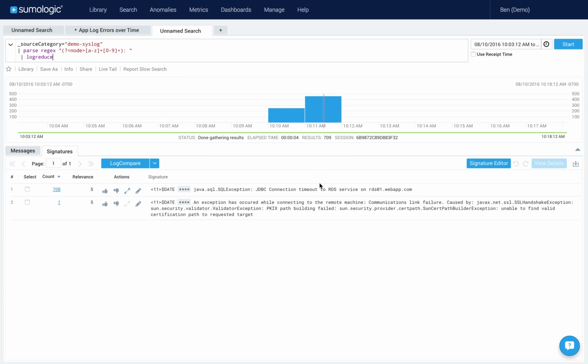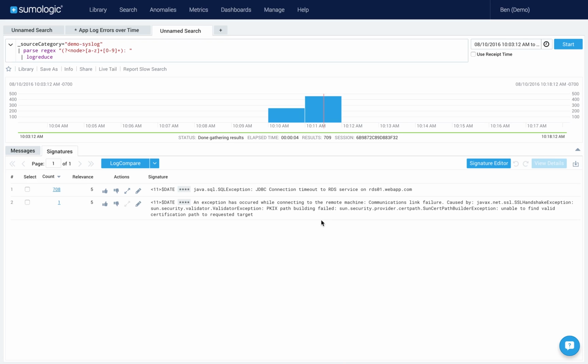So here I can see that there's basically two patterns. There's one where there's a JDBC timeout to an RDS database. And then there's this one particular error that said there was a communications link failure because it can't find a certificate anymore. And this is causing a timeout to my database, which is then causing the latency, which is then causing CPU and memory problems, which is causing problems for my users.